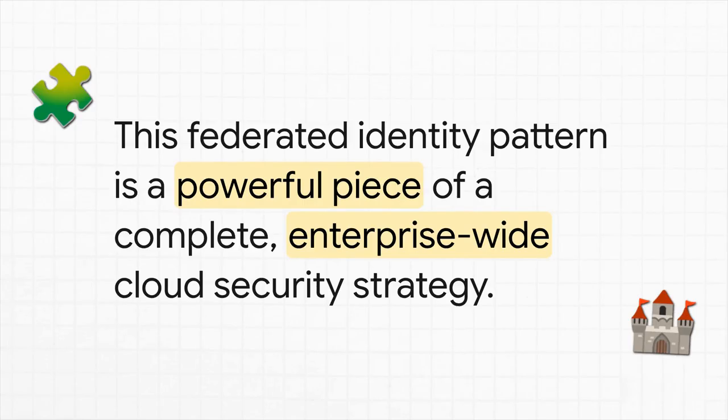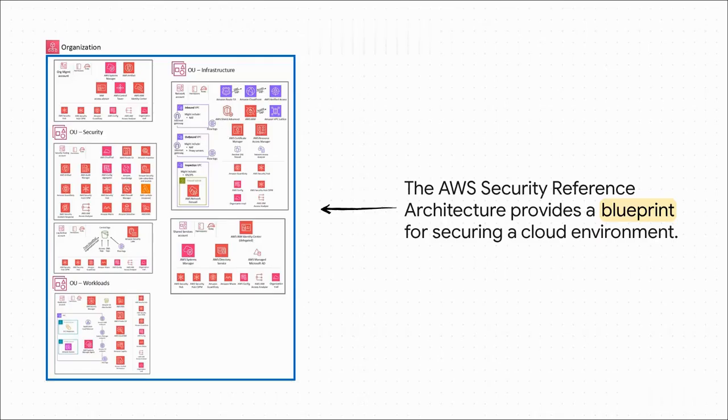So how does it fit into a complete enterprise-wide cloud security strategy? Where does it live in the grand scheme of things? For that, we can look at the AWS Security Reference Architecture, or SRA. Think of this as a blueprint for organizing your entire cloud estate, with dedicated accounts for security tools, infrastructure, logging, and all your actual workloads. Our workload identity pattern fits perfectly within this broader framework. It's the mechanism that secures the communication between services running in all these different accounts, making it a critical piece of the overall security posture.